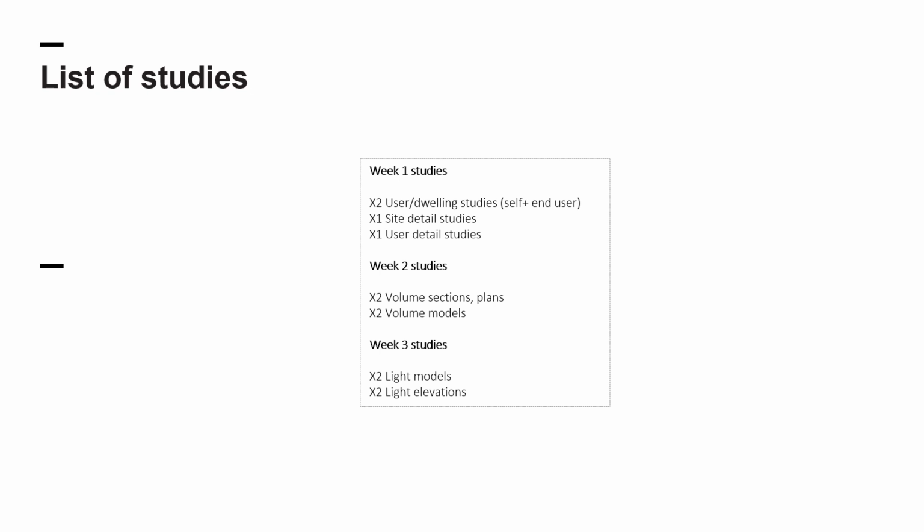You then did site detail studies, so your drawings, and you did user detailed studies where you analysed the film. In week 2, you created sections and plans of volumes in the interior of the existing building, and then at home you created models of these. In week 3, you created models that responded to light on the exterior of the site, and then at home you created elevations that represented these. This is what we would like to see in this assessment.